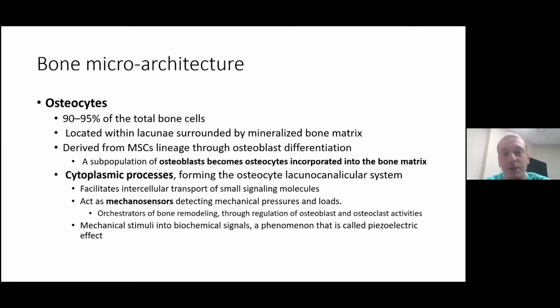Next, we have osteocytes, which is the most abundant bone cell. They're located within the lacuna, surrounded by mineralized bone matrix, and they are derived from osteoblasts. So basically, osteoblasts become osteocytes when they become incorporated into the bone matrix. They have cytoplasmic processes, which facilitate intracellular transport of small signaling molecules. They act as sensors that detect mechanical pressures and loads, and they're responsible for the bone remodeling by regulating osteoblasts and osteoclasts. This mechanical stimuli is usually translated into biomechanical signals, and it's called the piezoelectric effect. And we'll talk about the details of mechanosensory regulation a little bit later.